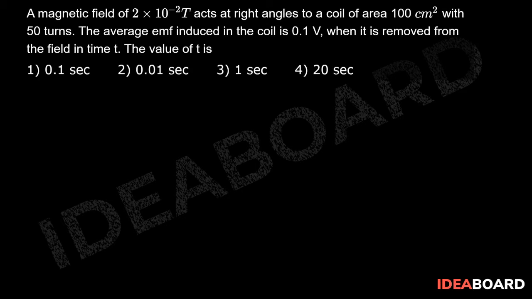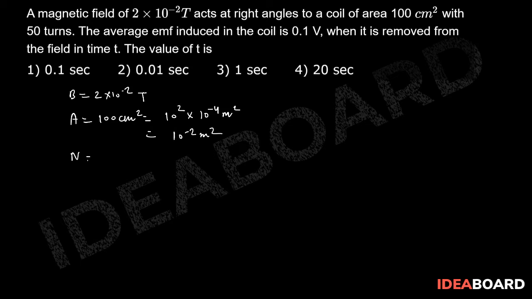Now here in this question, the provided information says magnetic field B is equal to 2 × 10^-2 Tesla, right? And area is 100 cm², which I can say 10^2 × 10^-4 m², which will become 10^-2 m². Correct. Number of turns are provided as 50. Average EMF induced, E, is equal to 0.1 volts, right? When it is removed from the field in time t. Okay, so they are asking the value of time t.